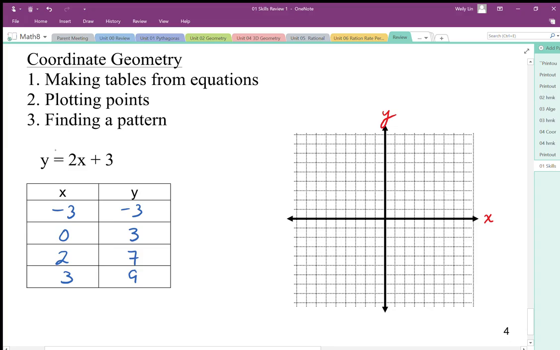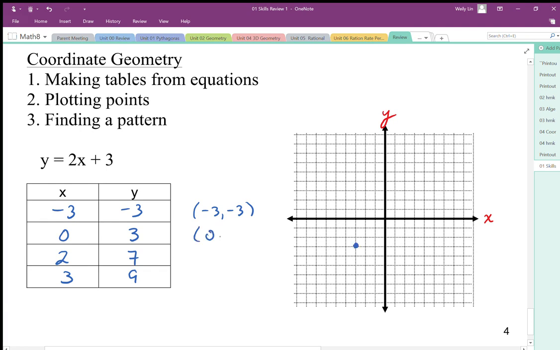Now the type of relationship here is what we call a linear relationship. So we should expect a straight line. If it's not straight, we should check our work or check our coordinates or check our graphing. So I've made the table of values. I'm going to plot these coordinates. The ordered pair is going to be negative 3, negative 3. So I go 3 left, 3 down.